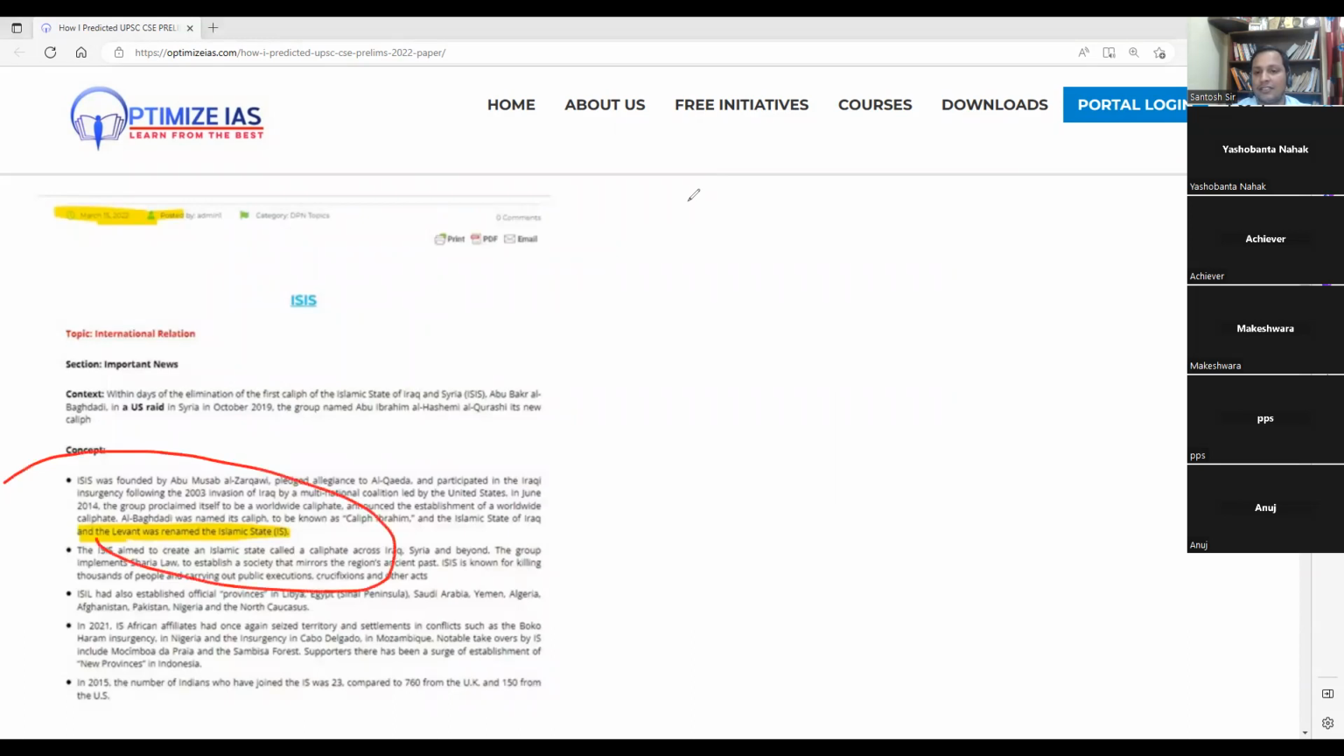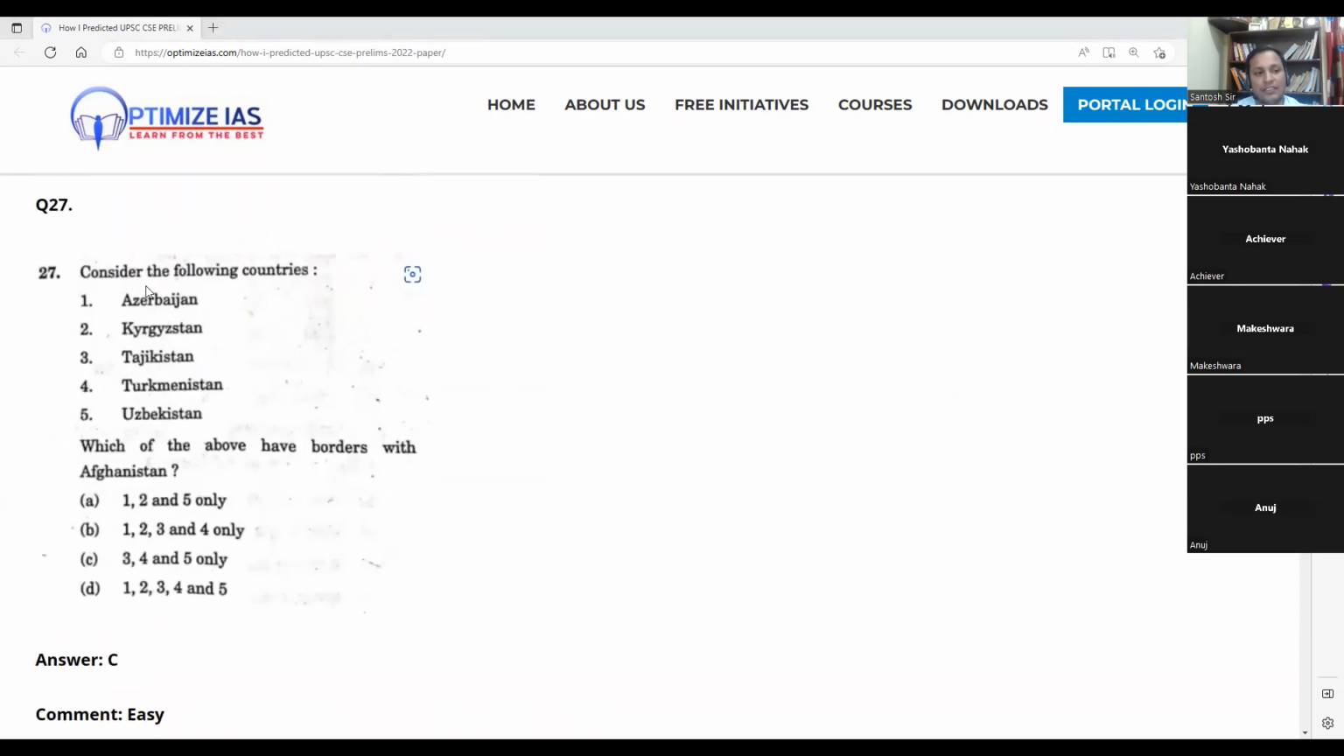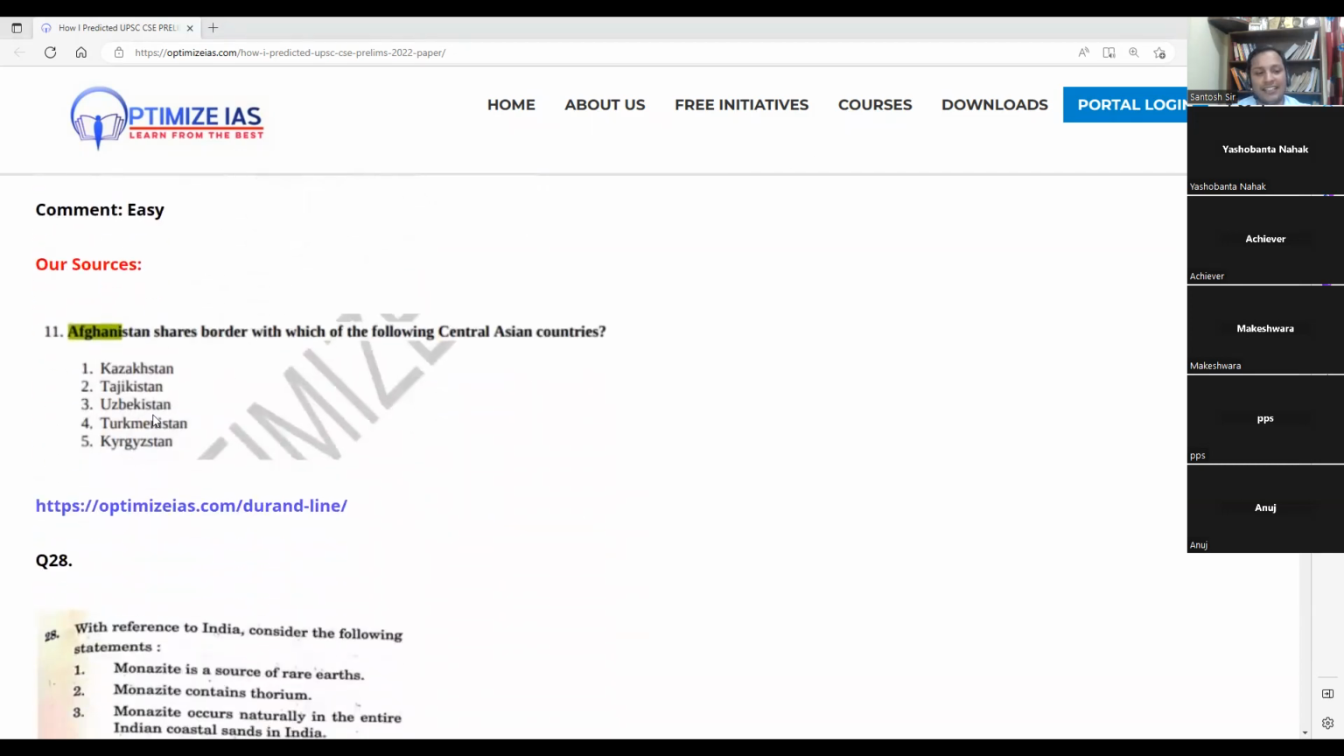Levant region. Okay. So you name it, and consider the following, which of the bordering countries share a border with Afghanistan? Yeah, exactly the same question. Guys, same question in my PPP: Afghanistan shares border with which of the following Central Asian countries? How many of you think this is amazing, guys?